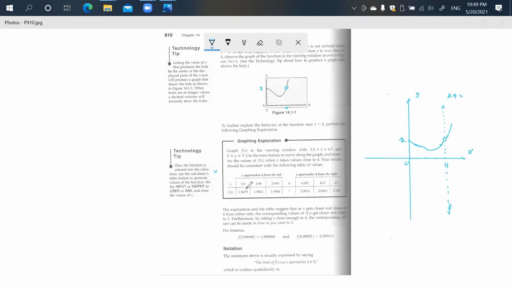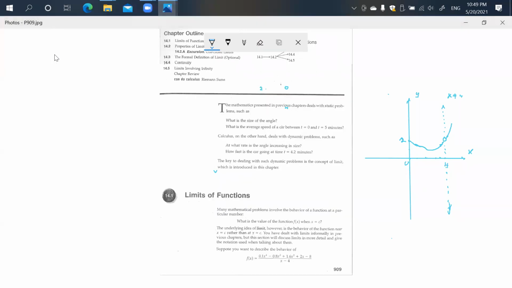This one approaches closer and closer to here. Say maybe we can start from 3.9. 1, 2, 3, somewhere here. 3.9 should be somewhere here, right? Very close. When you replace x with 3.9, we have to go back to this formula, this function.